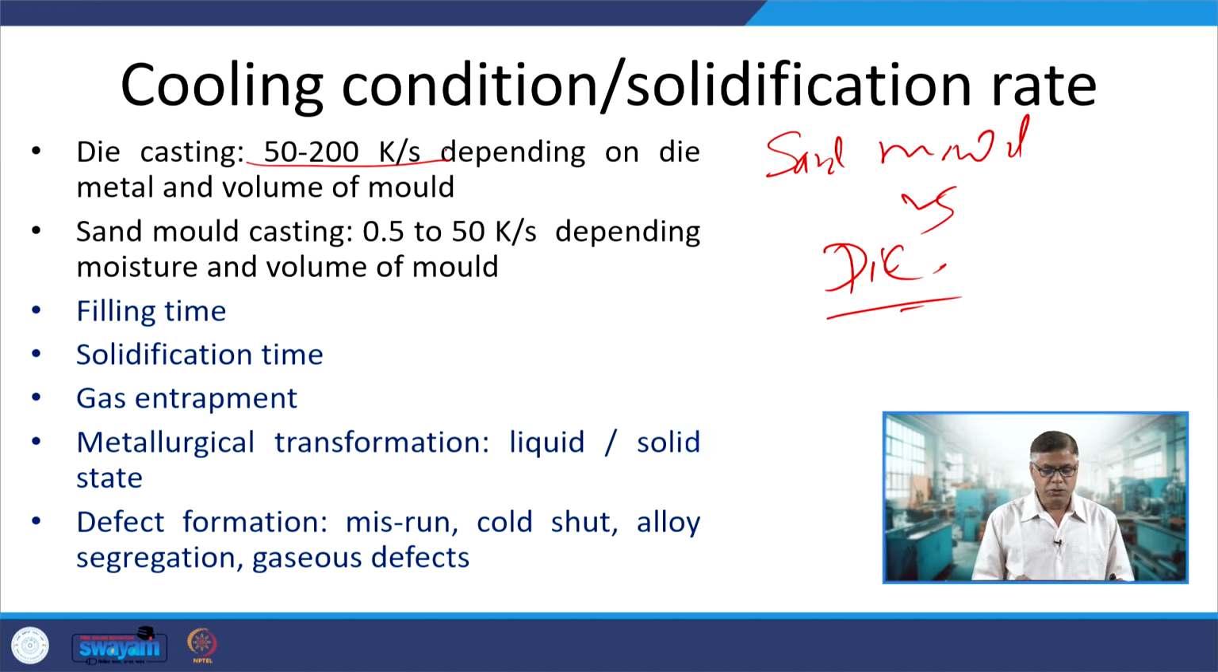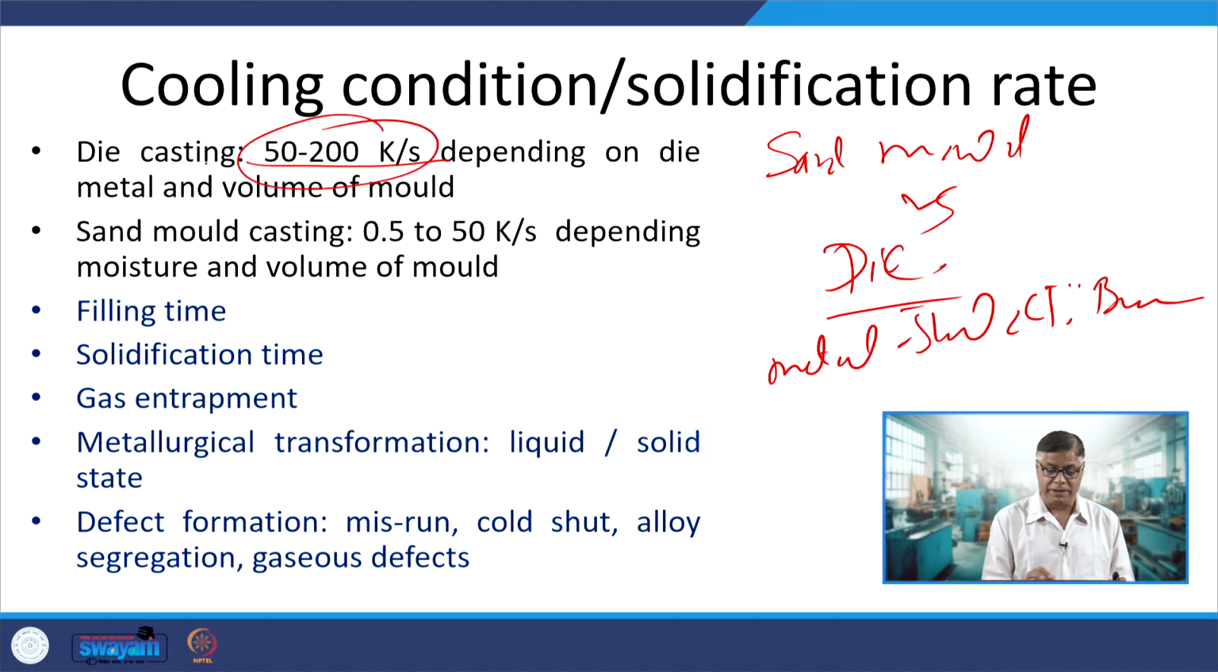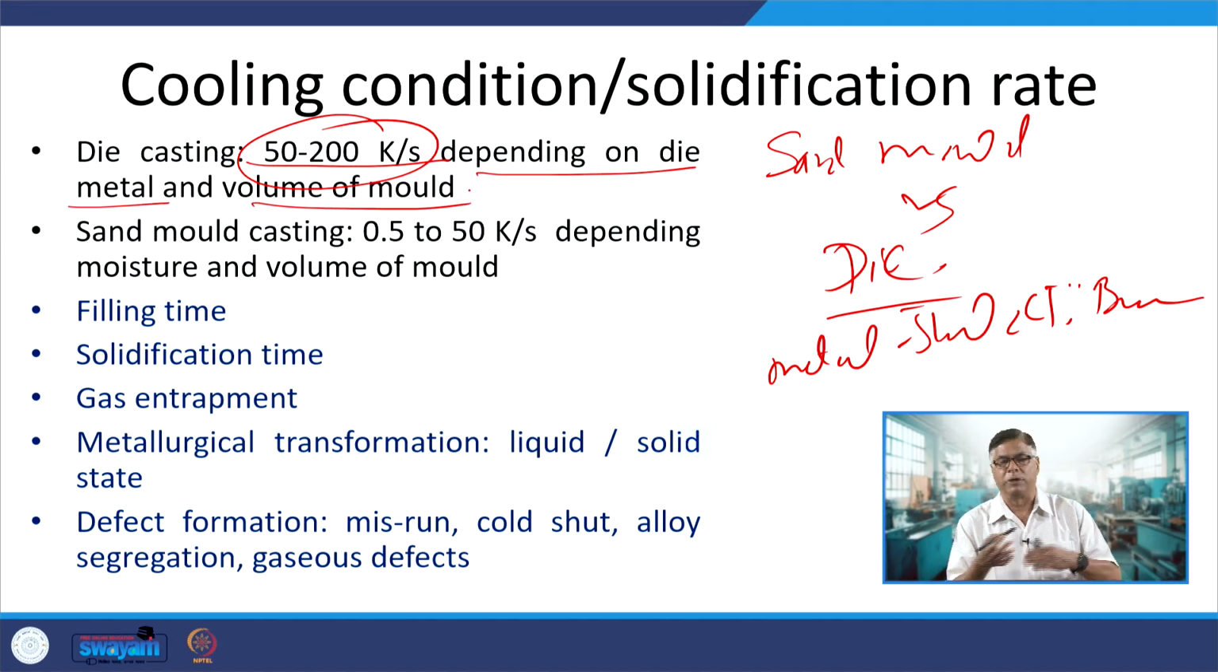So, the first and foremost important difference in the sand mold versus die casting is in terms of the cooling rate. Since in the die casting we use the metallic dies which can be made of steel, cast iron or the brass, like that. So, when the molten metal touches the metallic surface of the die, the higher cooling rate is experienced, depending upon the die metal or the volume of the mold or volume of the molten metal that will be cooled during the solidification. On the other hand, if the volume of the metal mold is very less, then the cooling rate will be very high.